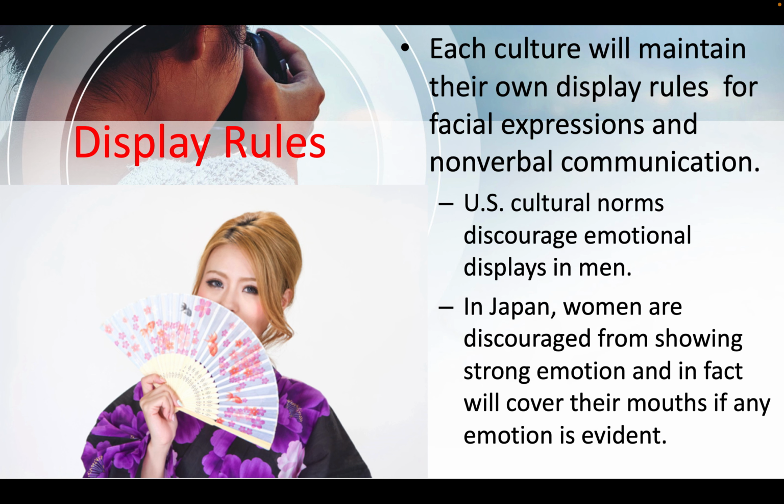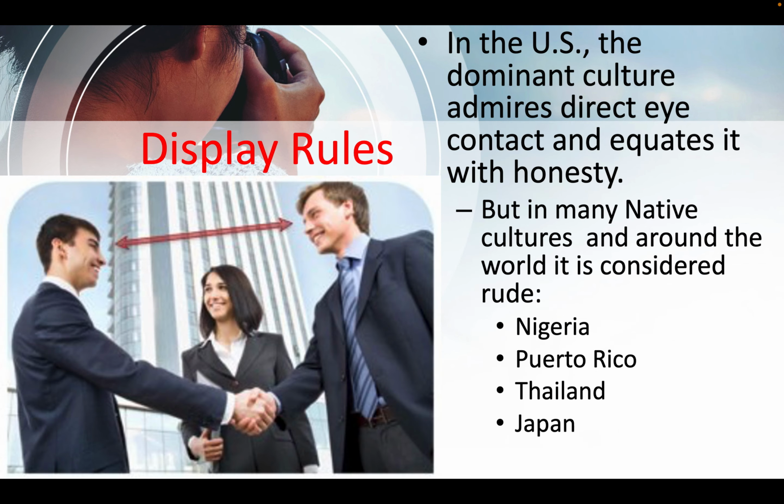The United States cultural norms discourage emotional displays in men. In Japan, women are discouraged from showing strong emotion and, in fact, will cover their mouths if any emotion is evident. In the United States, the dominant culture admires direct eye contact and equates it with honesty. But in many native cultures and around the world, it is considered rude. In places like Nigeria, direct eye contact is considered rude.